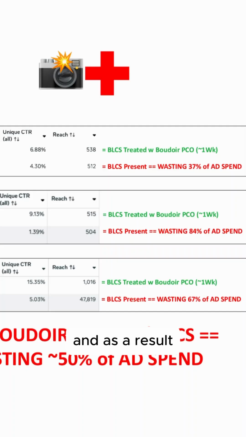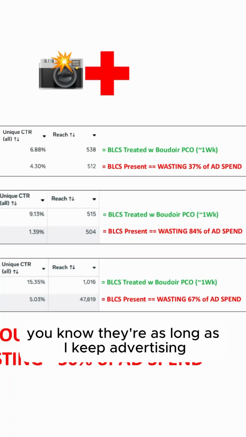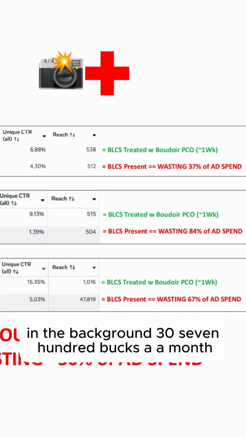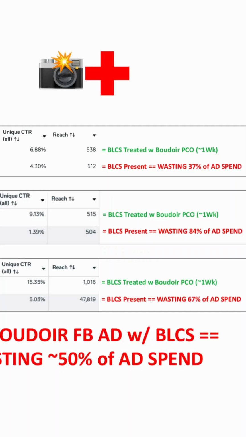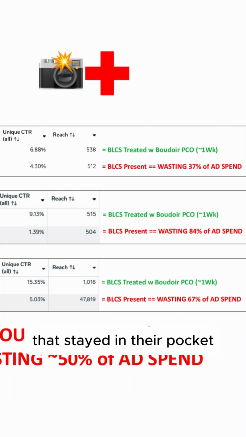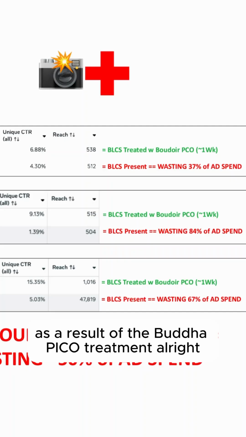As long as they keep advertising, they're getting this phantom bonus in the background, $3,700 a month, every single month. And at the end of the year, that's like a 40K phantom bonus that stayed in their pocket that they didn't have to spend out of pocket as a result of the Boudoir Pico treatment.